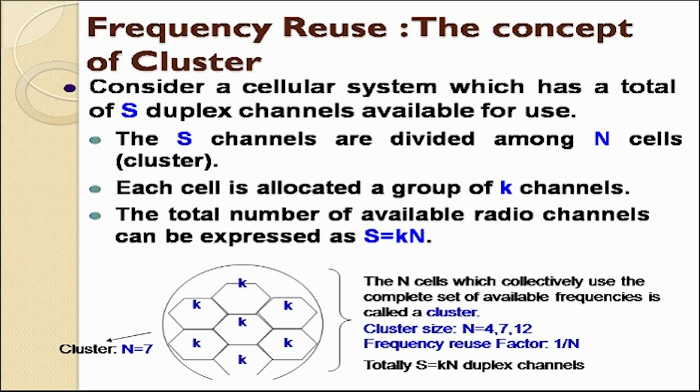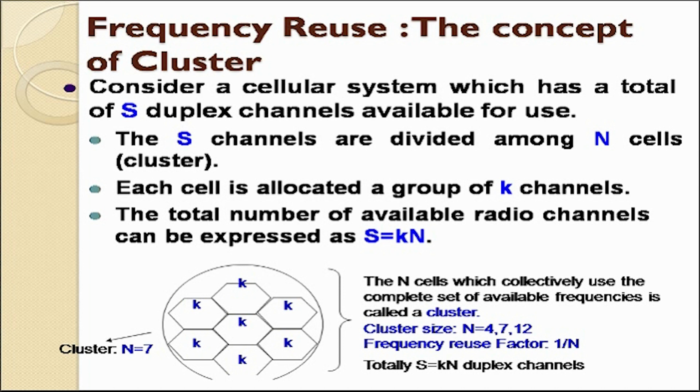How to calculate the frequency reuse factor? The concept of clusters. Here I consider a cellular system which has a total of S duplex channels available for use. The S channels are divided among N cells. The N cells are called a cluster. Each cell is allocated a group of k channels. Then the total number of available radio channels can be expressed as S equal to k times N, where S indicates the total number of available radio channels, k indicates the group of k channels allocated to each cell, and N denotes the cluster size.